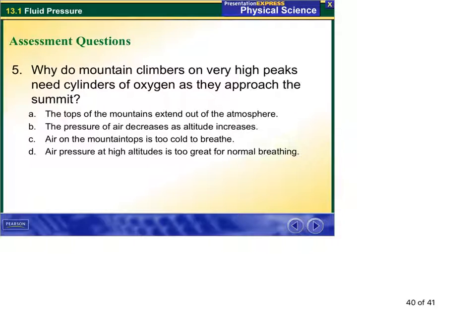And why do mountain climbers on very high peaks need cylinders of oxygen as they approach the summit? Pressure decreases as altitude increases. So less pressure and we need more help getting the air into our lungs. And also as we go up, another related reason is the level of oxygen tends to decrease also.